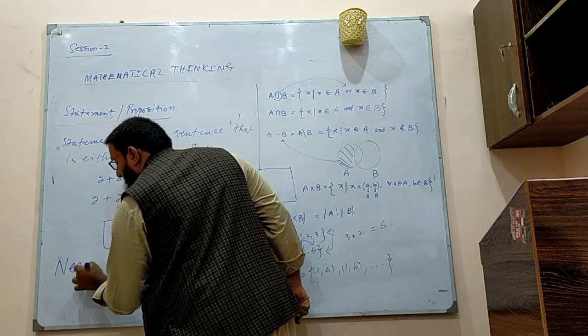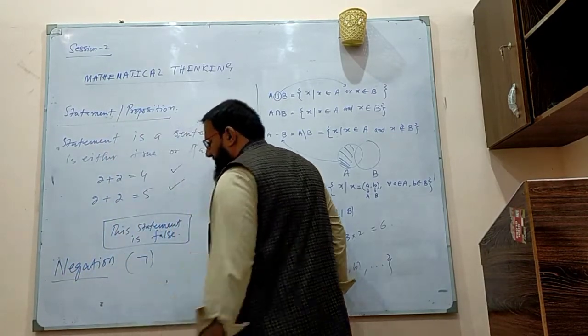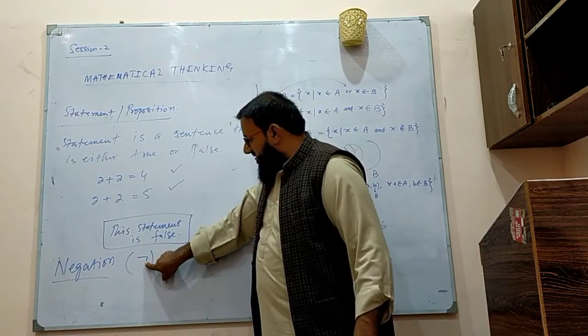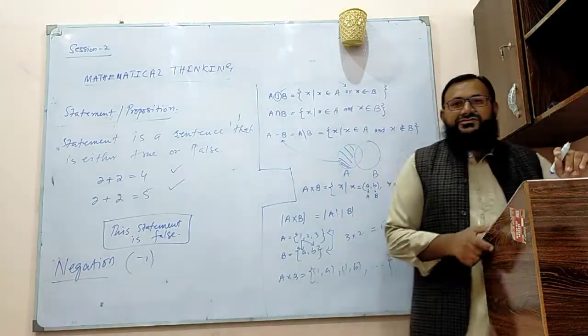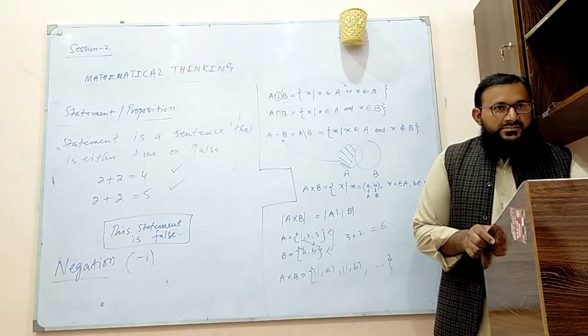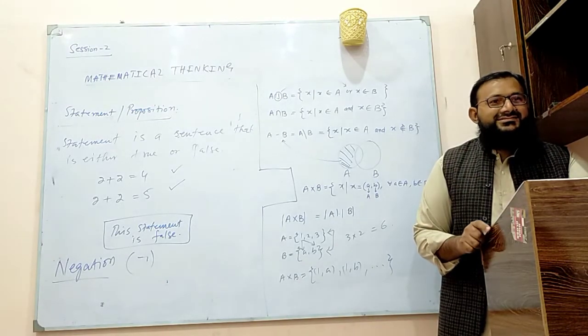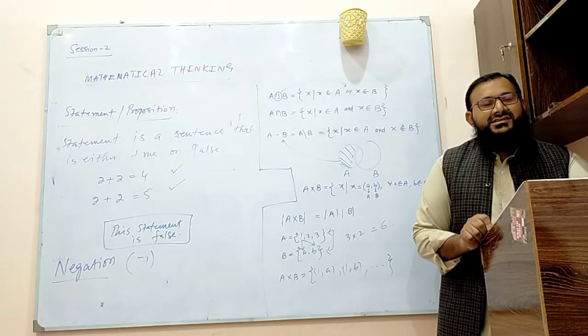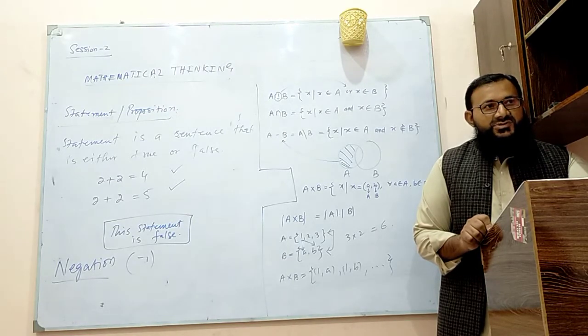What is the negation of a statement? Denoted with this symbol. This is not 7, this is a symbol like this. So what is the negation of a statement? Negation of true is false and negation of false is true. What is negation? You can relate this particular thing with the English language as well.